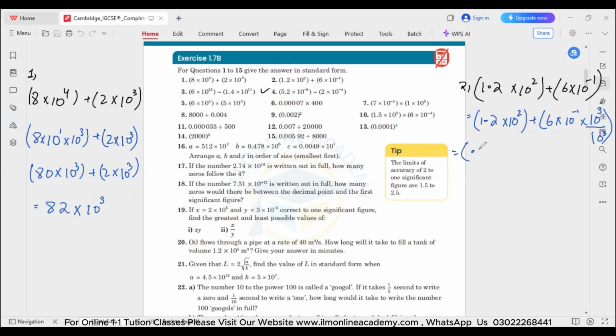How can we deal with it? We have 1.2 times 10 raised to power 2, we can just keep this one as it is. But this 6 and this 10 power 3, basically 10 power 3 means 1000. So what I can do, I can simply divide this 6 by this 1000, and this negative 1 and positive 3 will give you 2. Okay, we got the similar powers of 10.